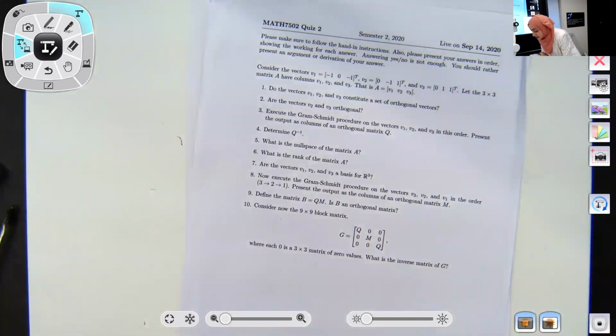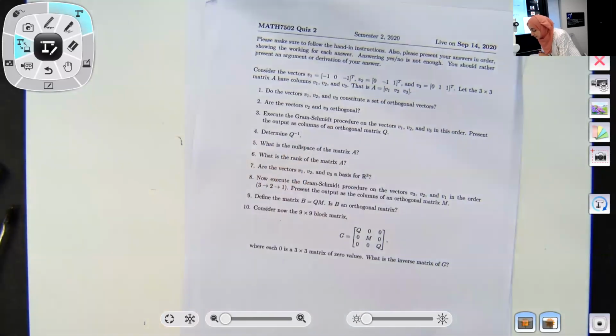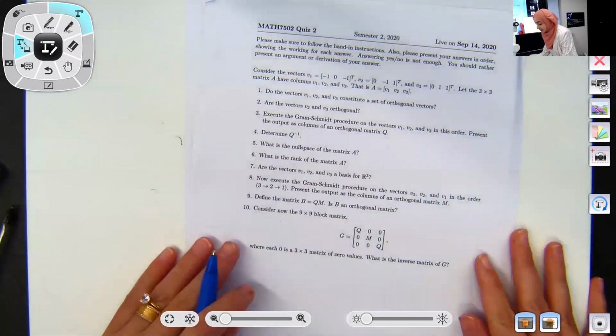And part 3, they ask, execute the Gram-Schmidt procedure on the vectors v1, v2, and v3 in this order. Present the output as columns of an orthogonal matrix Q. We need to apply Gram-Schmidt at the beginning. Be sure that we have v1, v2, v3 in this order, and we need to put the result in a matrix Q. Let's try to find the Gram-Schmidt.